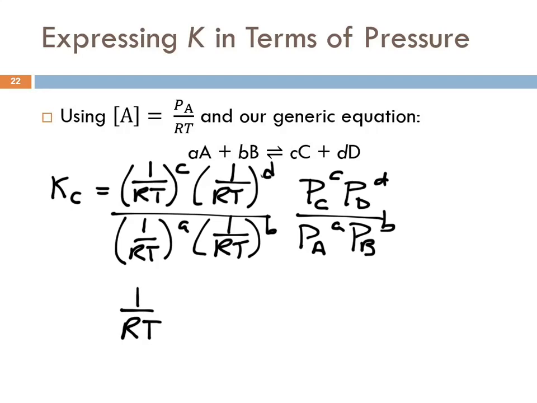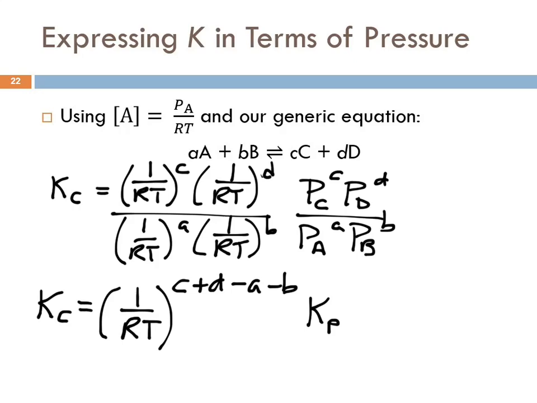If you multiply two things raised to an exponent, what do you do with the exponents? You add them. And if you divide, you subtract. So we have 1 over RT here, and we've got C plus D minus A minus B as the exponent. It could be minus the quantity A plus B, but I prefer to think of it this way. And then this guy over here is Kp. So we've got Kc equals this business.